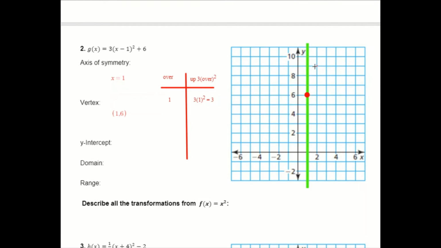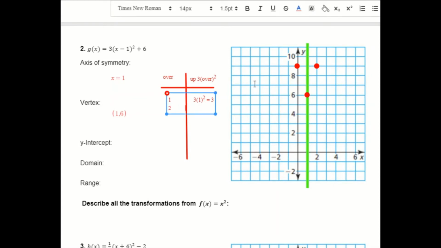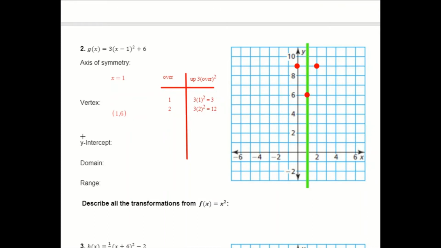And you can see that's probably going to be all that we can fit on there, unfortunately. We're not going to be able to fit much more. And then if I go over 2, I don't think that's going to fit, but let's just double check. If I go over 2, I'm going to say 3 times 2 squared, that's going to equal, 2 squared is 4, 12. So yeah, it's going to be obviously way off the graph. So that's all I can fit, no big deal.